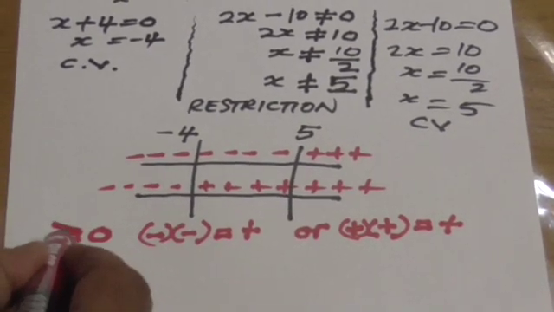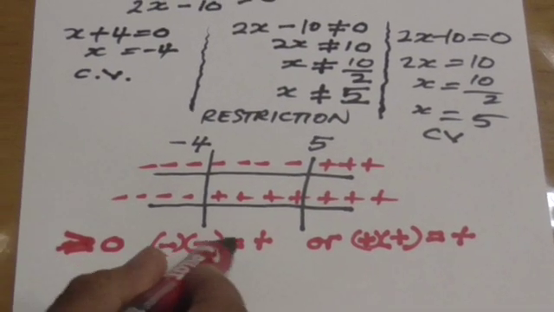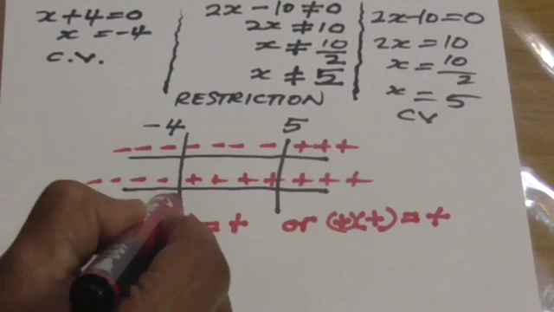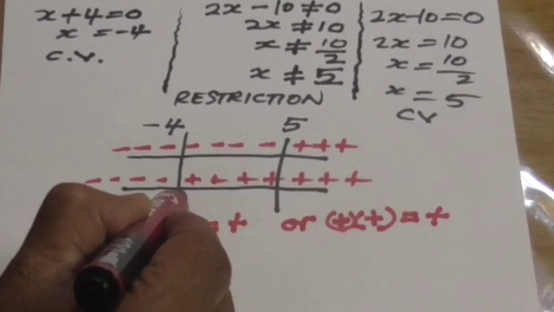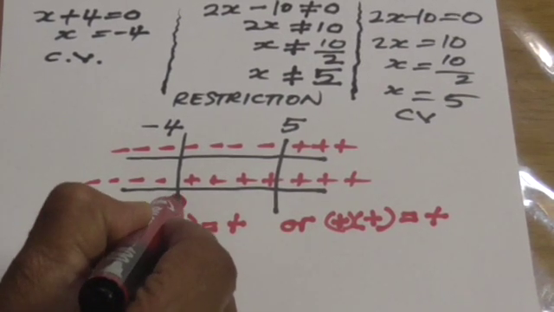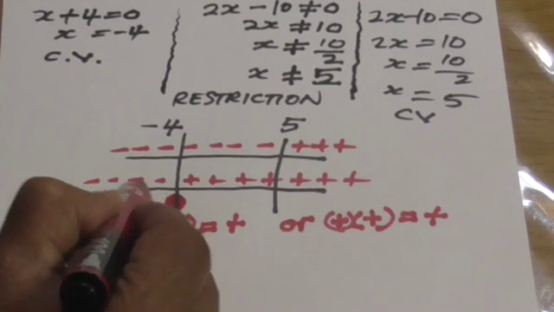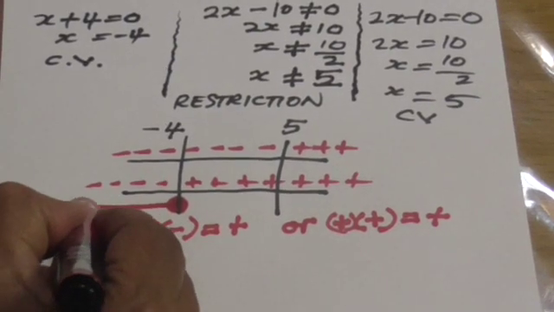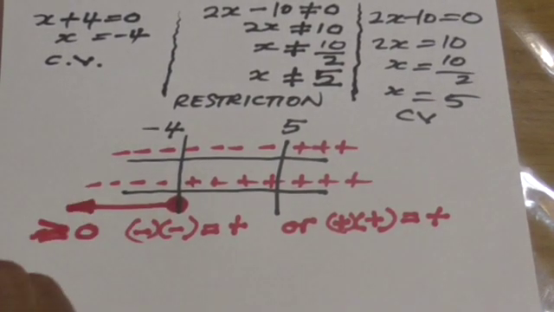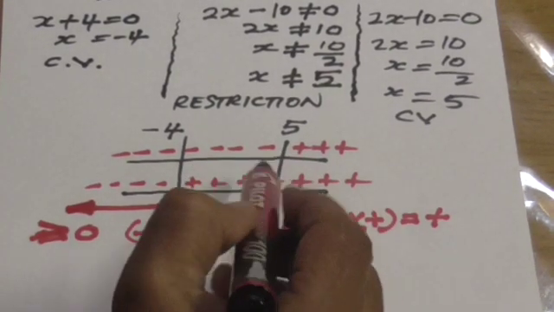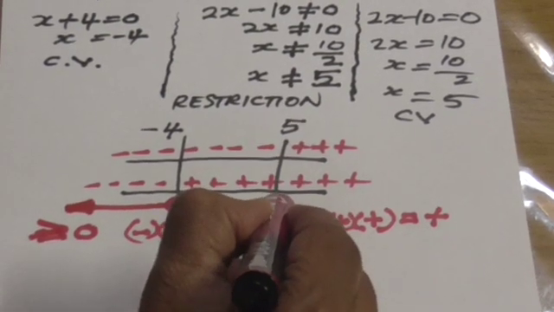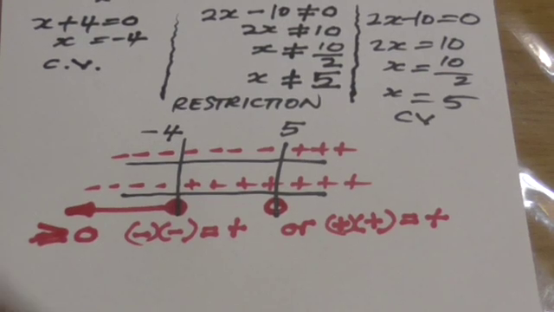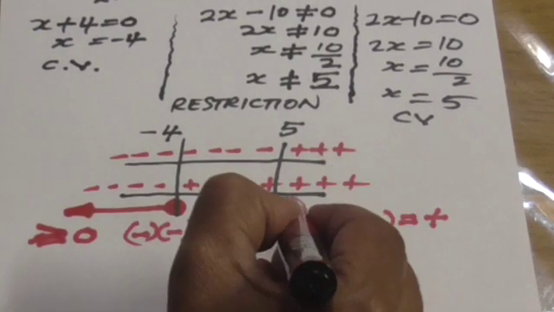So we're looking for greater than 0. We're looking for two negatives or two positives. So there's your two negatives. So the answer is from here. And it can include negative 4 because there's no restriction on negative 4. And it goes this way. Then we come here. We have a restriction. The answer cannot equal 5. So we put a circle here. And the positives are on that side.